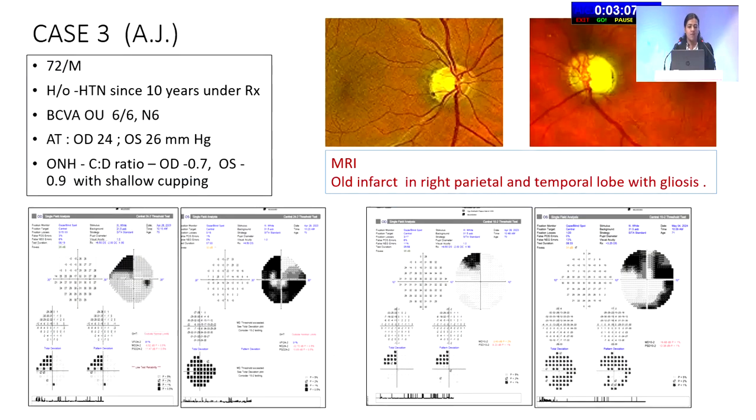Case 3, a 70-year-old male, optic nerve cup-disc ratio right eye 0.7, left eye 0.9 with shallow cupping. Both eye perimetry showed left superior quadrantanopia with left eye inferior glaucoma. MRI brain showed an old infarct in the right parietal and temporal lobe.